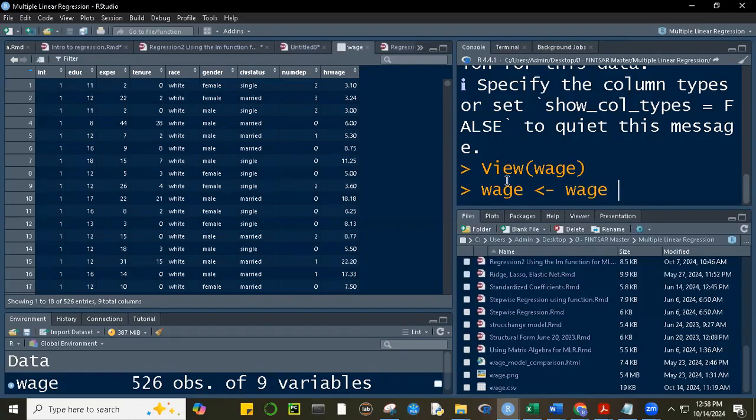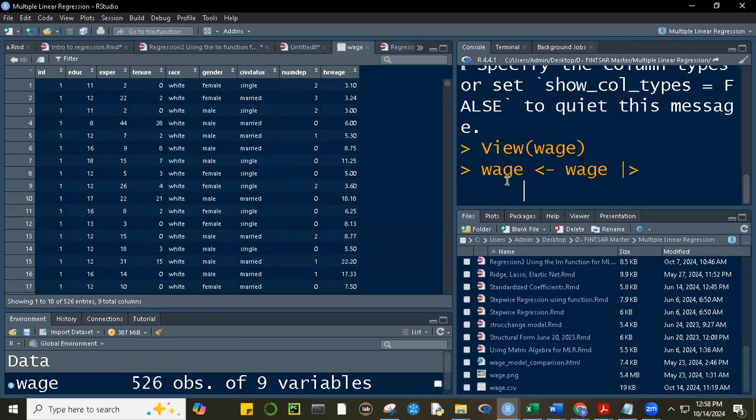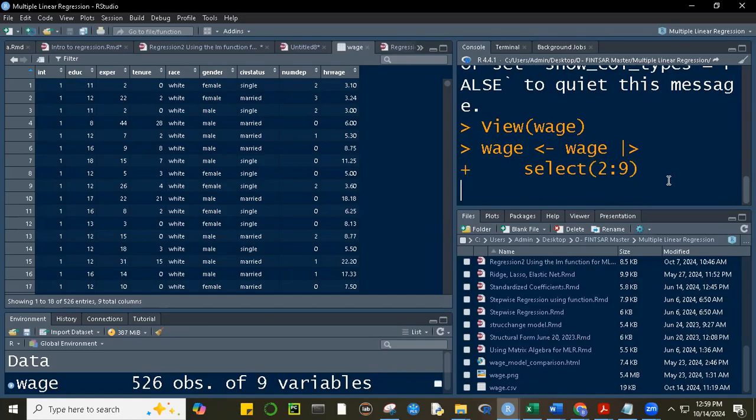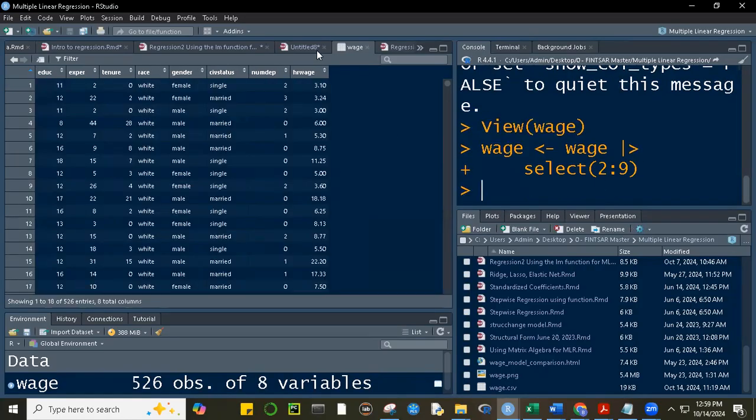So you'll start with the wage, control shift N, select. I'm going to delete this first one. So it's from 2 to 9. Select 2 to 9. Okay. There. So I'm now creating wage class, and then this wage is coming from wage. And then I'm just selecting columns 2 to 9. Okay, control enter. So if I check now, wage now has, okay, from education to hourly wage.